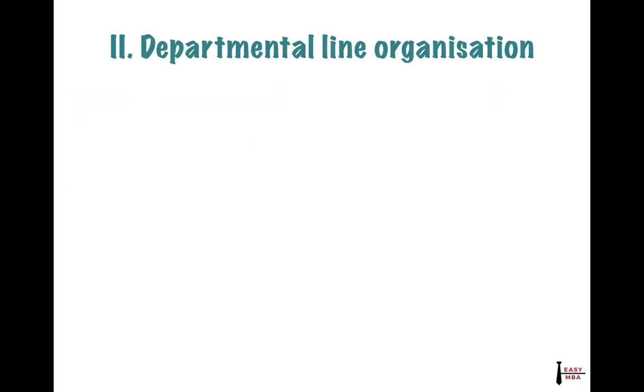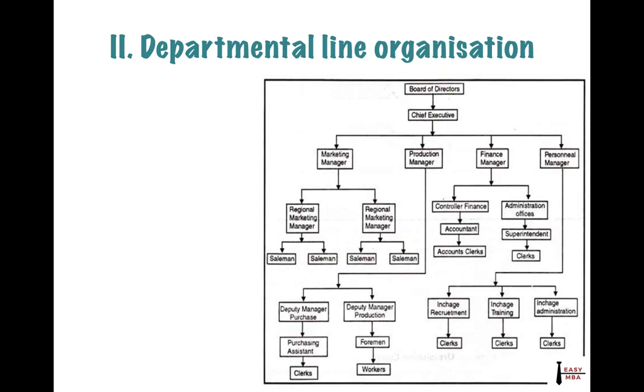So now let's see the second type of line organization, which is known as departmental line organization. Now this is the chart for the departmental line organization. So you can see this is the organization structure, that is we have at the top the board of directors, just below that we have the CEO or the chief executive. Under the chief executive we have different managers like the marketing manager, production manager, finance manager and the personnel manager or the HR manager.